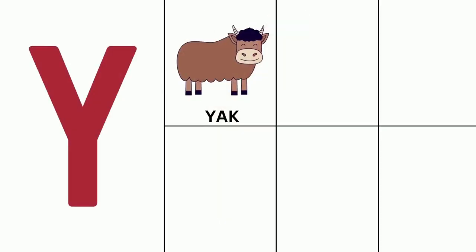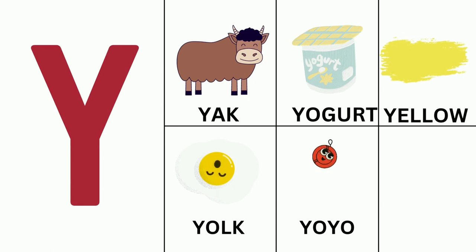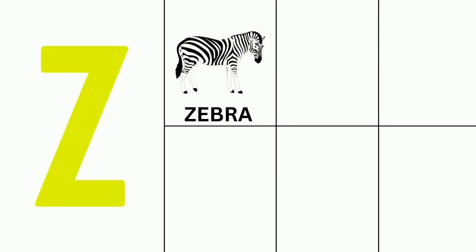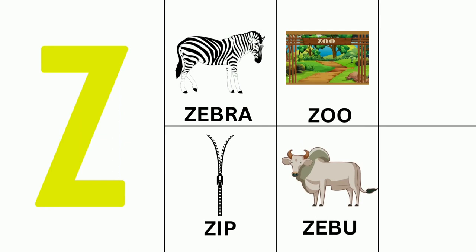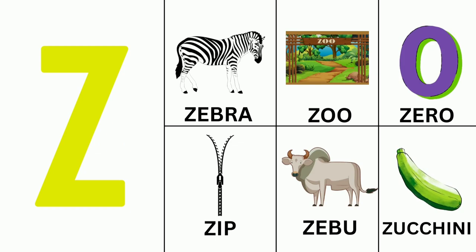Y. Let's learn the word starts with Y. Y for yak. Y for yolk. Y for yogurt. Y for yo-yo. Y for yellow. Y for yard. Z. Let's learn the word starts with Z. Z for zebra. Z for zip. Z for zoo. Z for zebu. Z for zero. Z for zucchini.